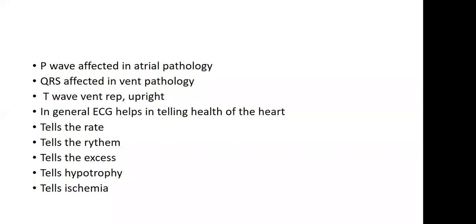So in all the conditions in which the atria are diseased, then the P wave will have changes in it. Sometimes the atria are unable to contract. For example, atrial fibrillation, they only fibrillate, there is no actual contraction. So in those cases, there will be no P wave, which proves that P wave will only be there if the atria can contract.